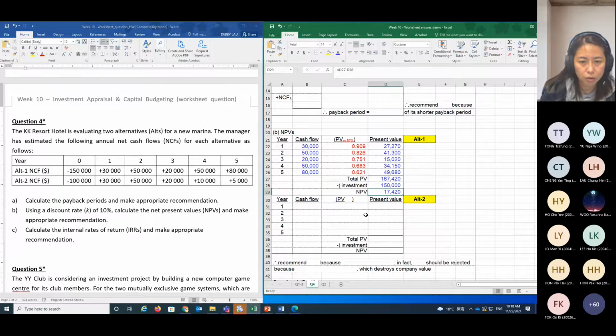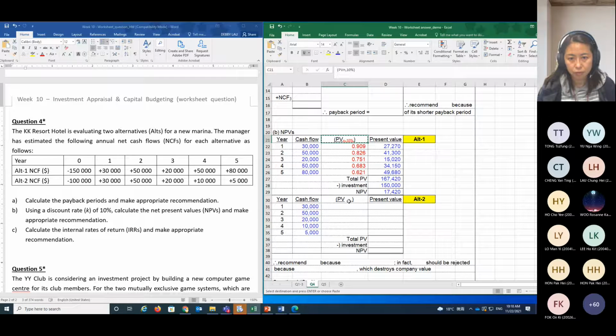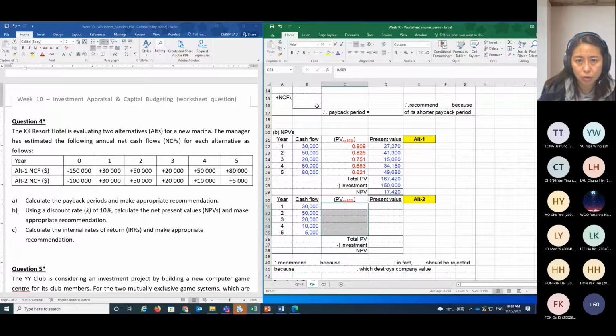So do the similar steps. Okay, so you have to write down all the cash inflow, copied from your questions, and then write down the PV according to the information provided. Should be same as the previous one, right? So all the discount factors are the same as alternative 1.